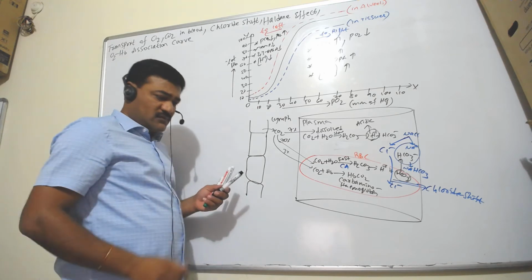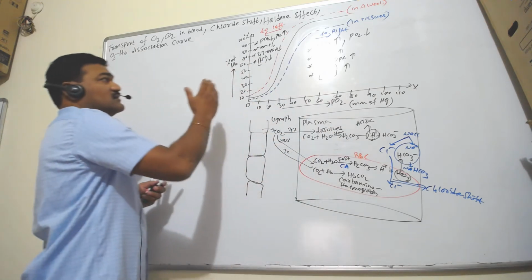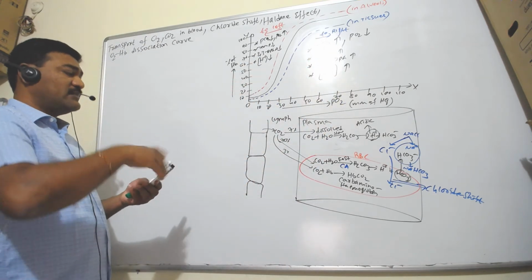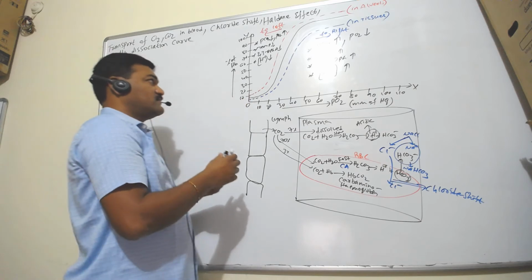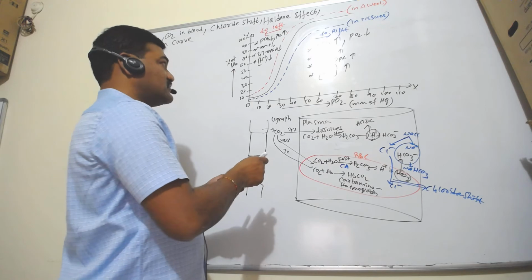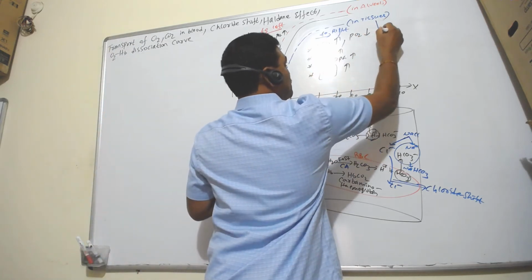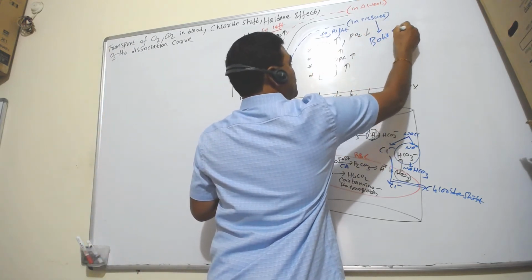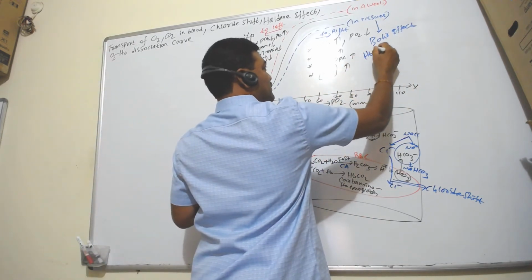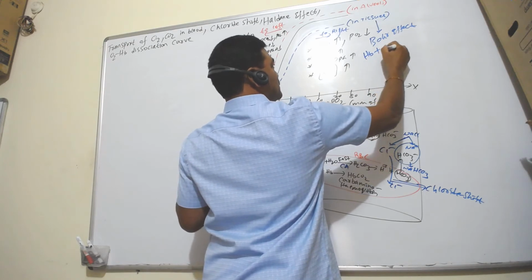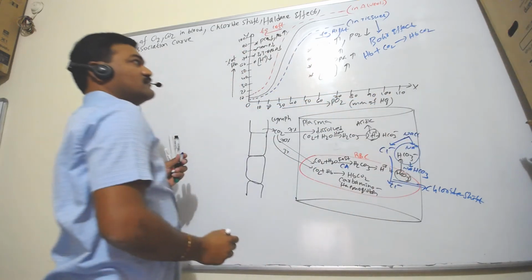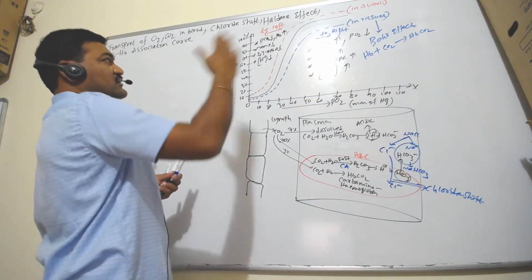So when the curve is shifting to the right side, what's happening actually? The carbon dioxide is being combined. This is actually called the Bohr effect. Bohr effect, where the hemoglobin is combining with CO2 and forming HbCO2. That's the Bohr effect when it's shifting to the right side.